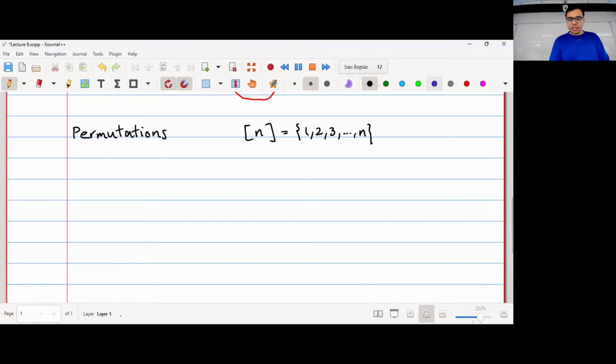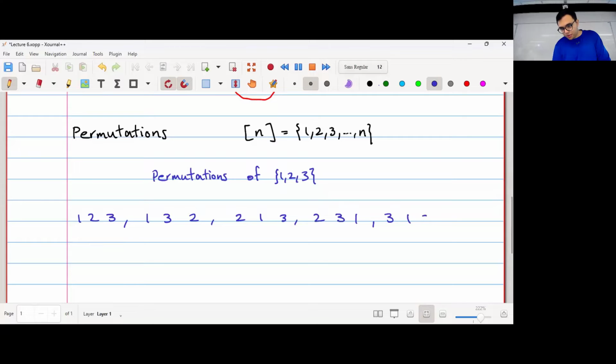So for example, let's say I want to look at the permutations of 1, 2, 3. Okay, if I have the numbers 1, 2, and 3, what are the different permutations that I can have? Well, I can have 1, 2, 3. I can have 1, 3, 2. I can have 2, 1, 3. I can have 2, 3, 1. I can have 3, 1, 2. And I can have 3, 2, 1. So hopefully there are 6 permutations. 1, 2, 3, 6. Yes. So I didn't miss it.